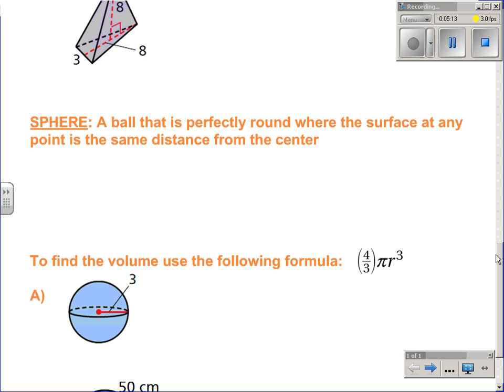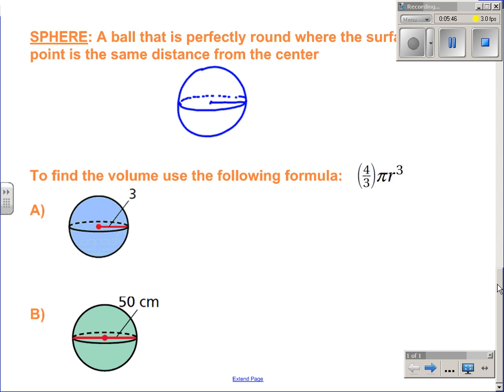And just like a baseball or a basketball or a golf ball, those are all spheres. It's a ball that is perfectly round where the surface at any point is the same distance from the center. And we usually see spheres drawn like that. And then that's showing the inside of the circle there. And then you're always given either the radius or the diameter to work with. So let's go ahead and look at example A.